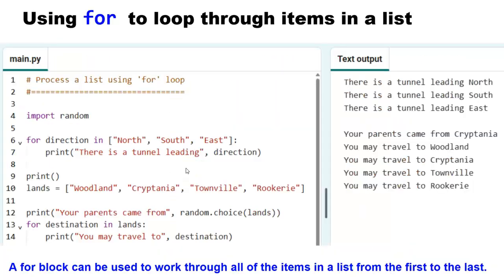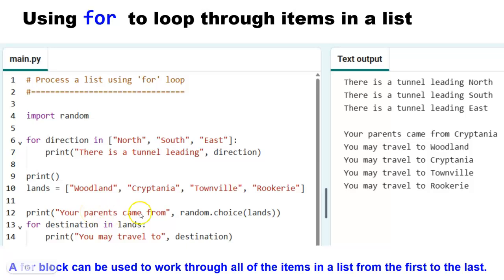We also have made some lands. So instead of putting the list directly into the for loop here, what we've done is we've declared a list. So lands equals woodland, Cryptania, Townville, and Rookery. Notice square brackets to contain the list and commas between each of the items in the list. And notice each item in the list is in speech marks here, so it appears as red, whereas the commas are black between each item.